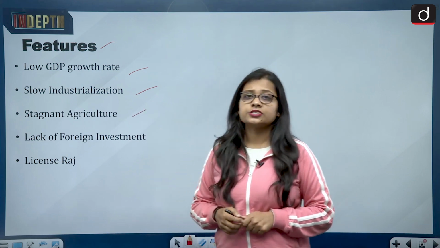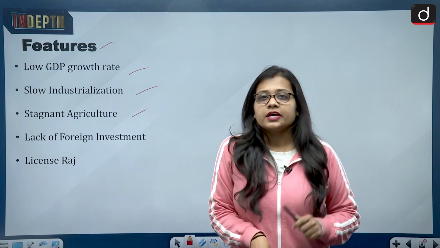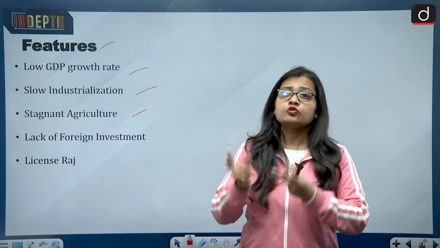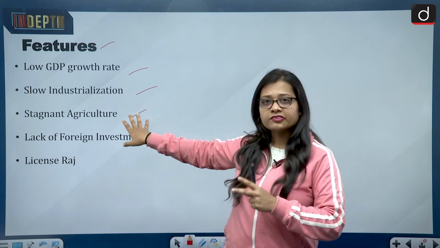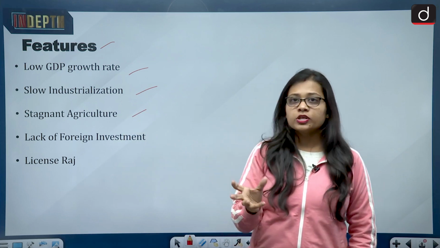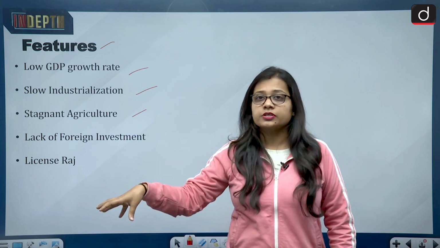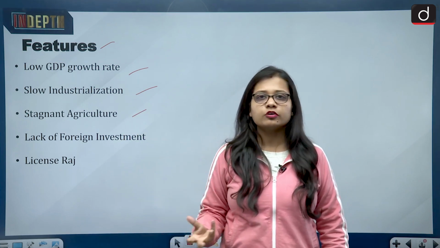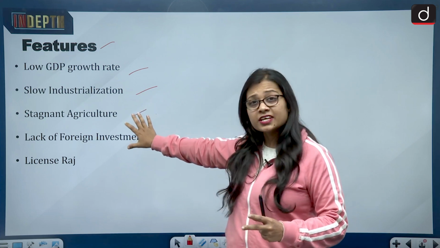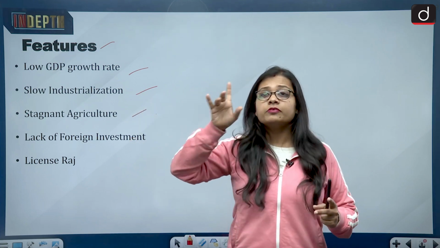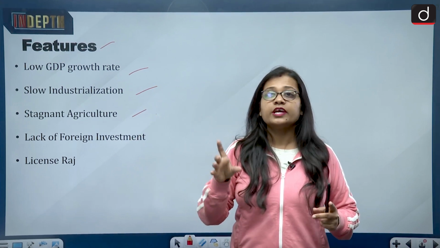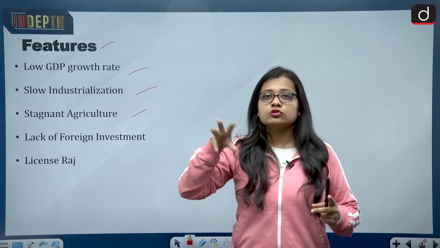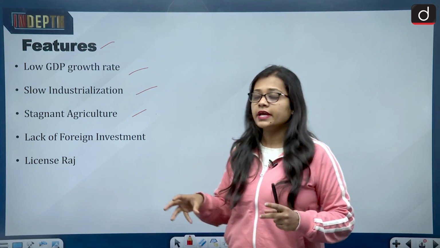Second, stagnant agriculture. As a country, India is an agriculture-dependent country, and the majority of the population is also employed in the agriculture sector. When we talk about the employed population, around 35 to 40% of India's population is engaged in agriculture. But at that point of time, even agriculture became stagnant. It was not generating employment. It was not generating much profits. So that also contributed to the slow growth rate of India.